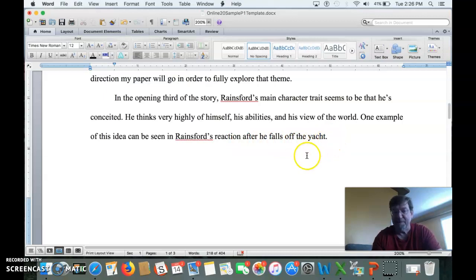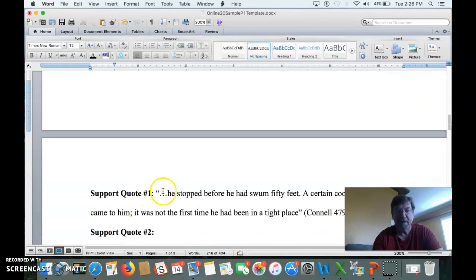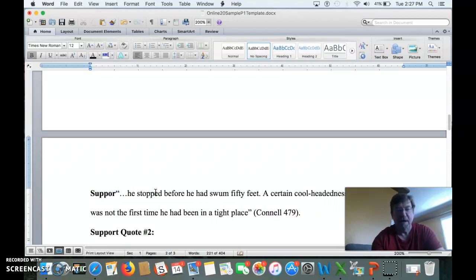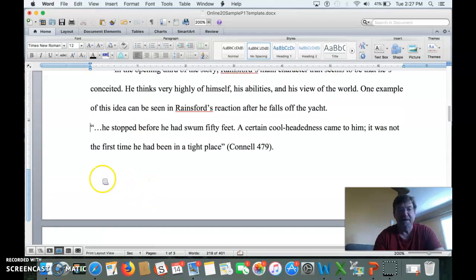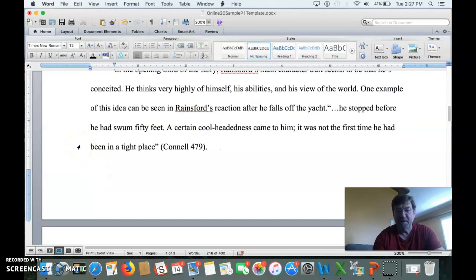Now, I want this to be one paragraph, so let's eliminate that space here and bring up the quote. All right. And I'm going to get rid of this support quote stuff. That was really just for you. I'd like this to look like a paragraph. So, all right, now we're good. There it is. I got to bring up that line. There's always a line between.